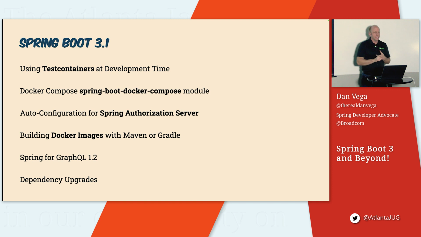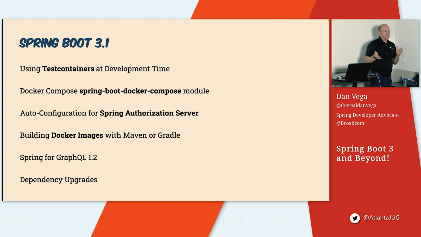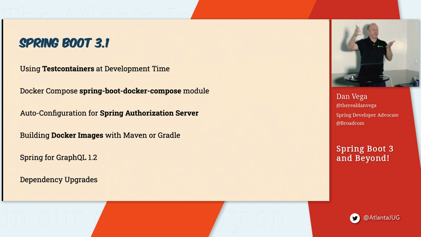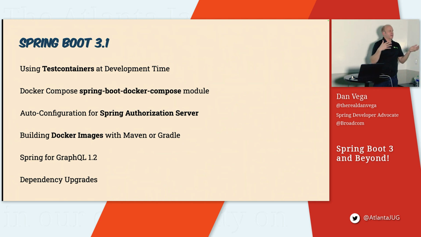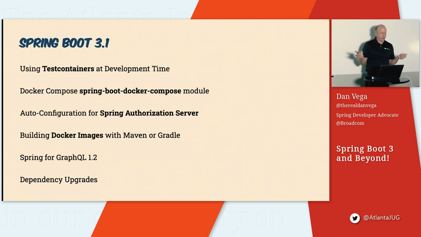Also in 3.1, there was Testcontainers at development time. So Testcontainers is this nice way to spin up a container for a test, so that we're not using in-memory H2 databases for testing anymore. We're using something more that looks like production, right? We were doing that, but it was like, okay, well, I have this Testcontainers thing running. Now when I'm writing in development, I don't have that thing running. So how can I use both of those? So a lot around Testcontainers, Docker Compose. There are some nice features around building Docker images and more. So that was Spring Boot 3.1.